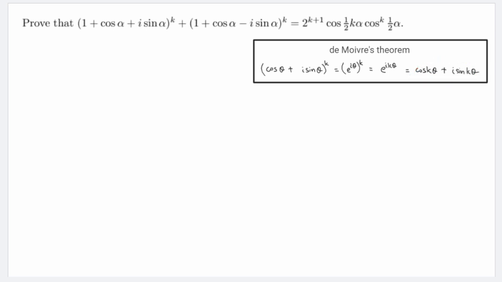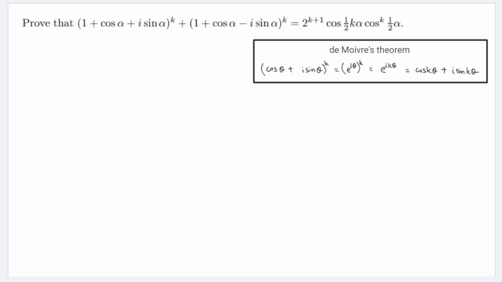So in other words, Moivre's theorem tells us that you can rewrite this form of the complex number into this form, where you can clearly see that the power of k can be brought down into the trigonometric term. And that is very similar to what we have over here. But even so, we still cannot start with just Moivre's theorem alone.